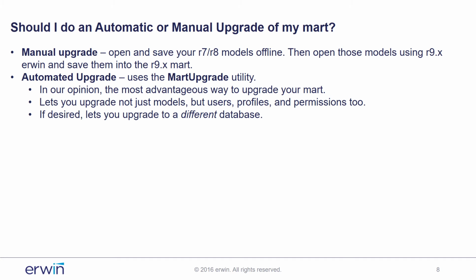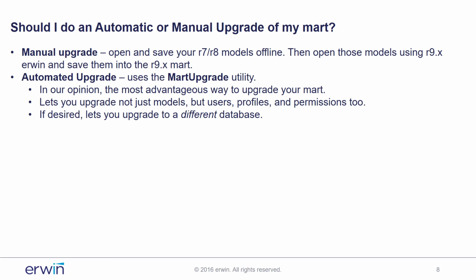In our opinion, the automated MART upgrade utility is the most advantageous way to upgrade your MART. The manual upgrade has the disadvantage of not being able to bring over versions, libraries, users, and other MART data. It is like starting over from scratch, if that is what you want. It can be time-consuming to open and upgrade all the models using Irwin on the PC and then save them into the new R9 MART.